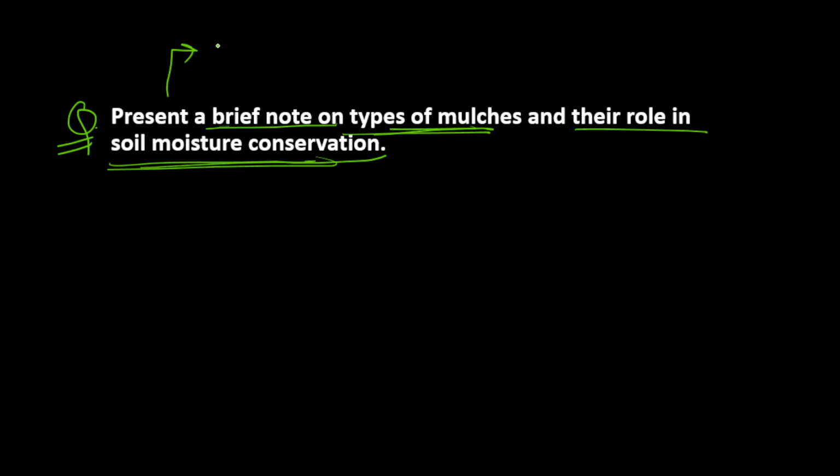So today we are going to discuss the next question of our agriculture optional answer writing practice series. The question for today is: present a brief note on types of mulches and their role in soil moisture conservation. You can divide this question in two parts. In the first part we have to discuss the types of mulches, and in the second part we have to discuss the role of mulching in soil moisture conservation. This question was asked in this year's agriculture optional paper of UPSC Civil Services examination, that is in 2025. So let's see how we can approach the answer.